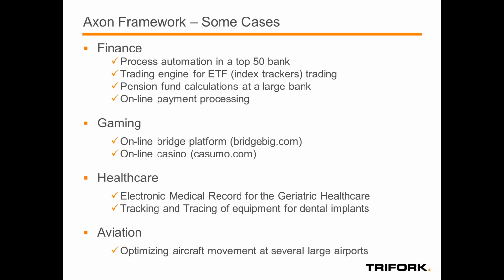And an implementation I more recently heard about is in aviation. Apparently Axon is being used to optimize aircraft movement at several large airports around the world. Apparently it's a very complex process to find out where an aircraft actually is, which is not a very comforting thing to know. I'm sorry for that. Fortunately, they were able to connect all these systems based on an Axon-based application.